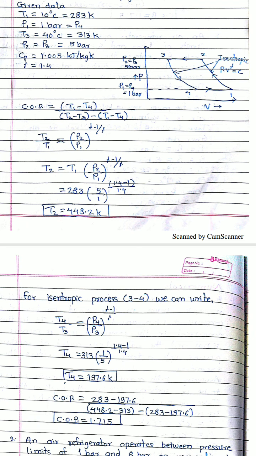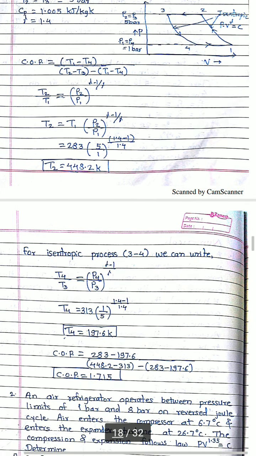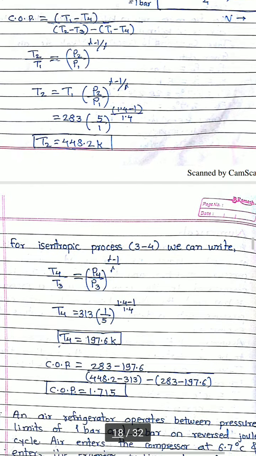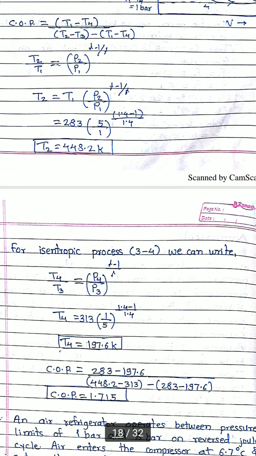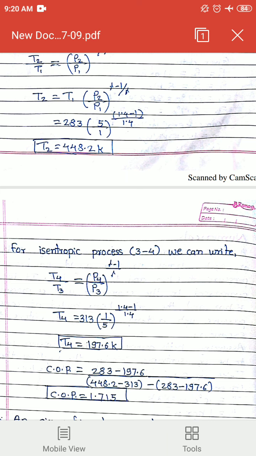So P3 is equal to 5 bar, P4 is equal to 1 bar. So (1 by 5) raised to (1.4 minus 1) divided by 1.4. Therefore after calculation T4 is equal to 197.6. Now we know all four temperature values.